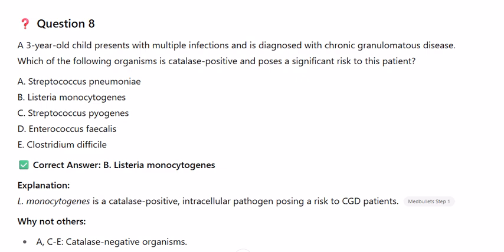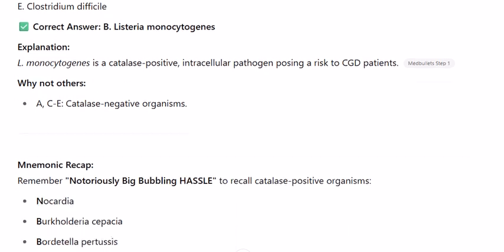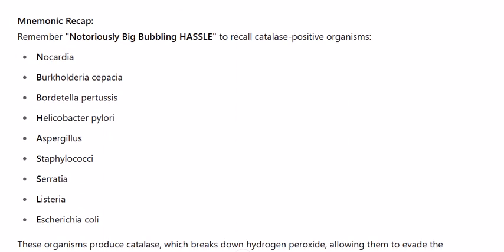Explanation: L. monocytogenes is a catalase-positive intracellular pathogen posing a risk to CGD patients. Why not others? A, C, D, E. Catalase-negative organisms. Mnemonic recap: Notoriously Big Bubbling Hassle to recall catalase-positive organisms.